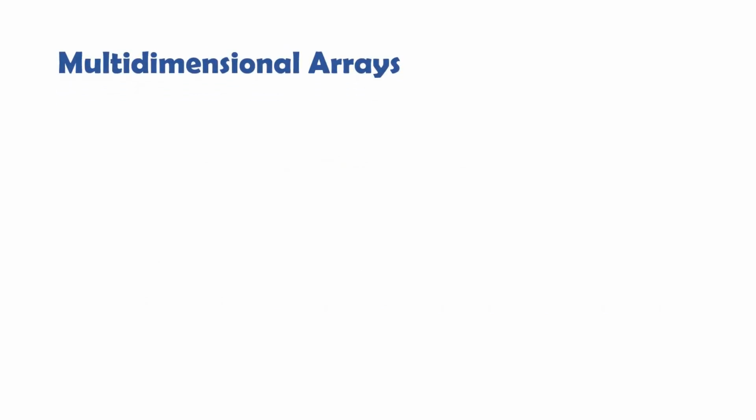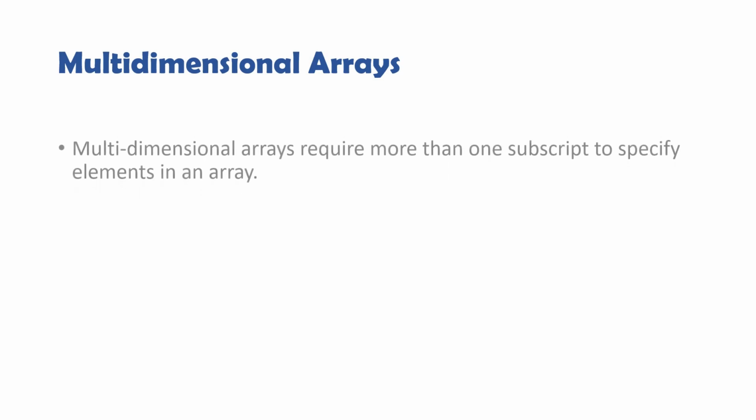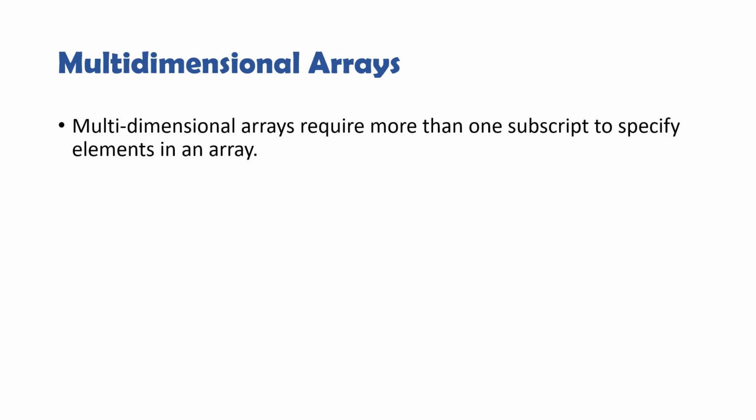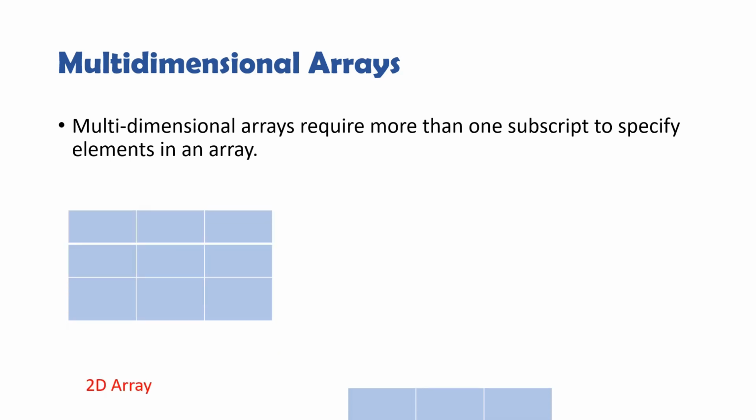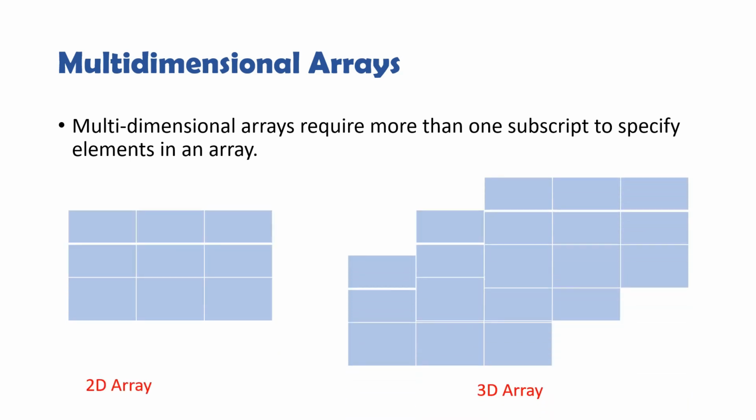Followed by the one-dimensional array, we will deal with the multi-dimensional array. Multi-dimensional arrays require more than one subscript to specify elements in an array. The first one is the 2D array and the second one is the 3D array. In a multi-dimensional array, we need more than one subscript. In the previous one, we had a one-dimensional array, so the subscript is just 1, that is 10 columns. But in a multi-dimensional array, we need multiple rows and multiple columns. So we need 2 subscripts for 2D arrays and more than 2 subscripts for 3D arrays.